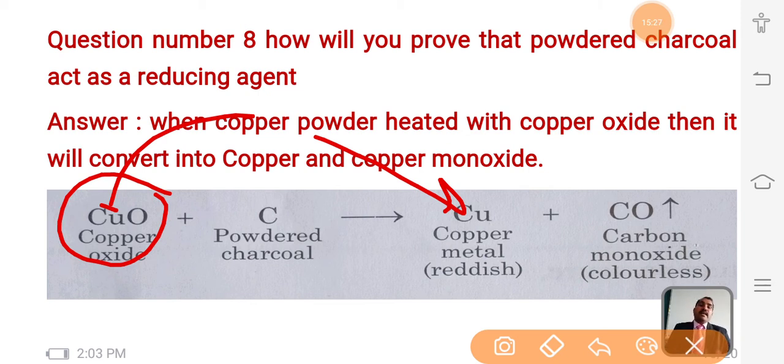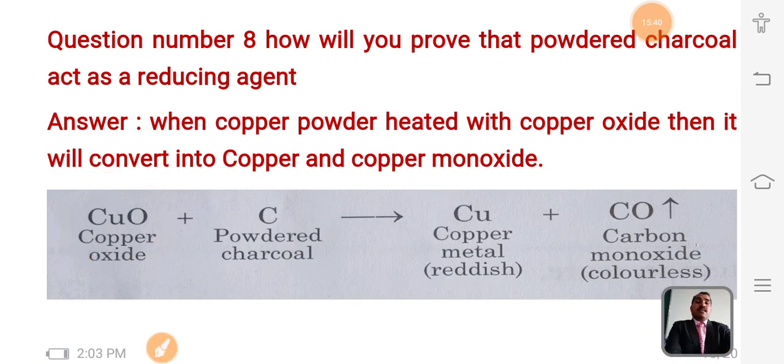It's showing the reduction, so it acts as an oxidizing agent. And carbon is going into carbon monoxide. So here carbon shows the oxidation reaction and acts as a reducing agent. Understood, my dear? Same thing I have written here.